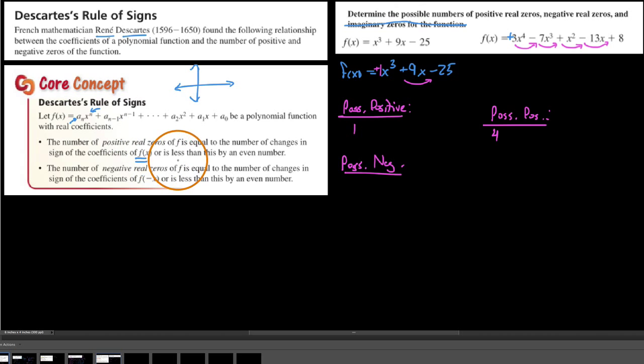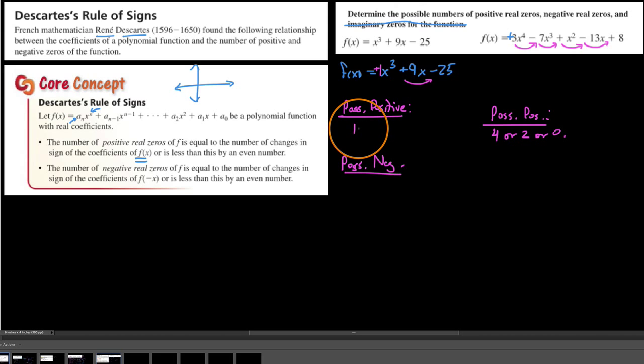So here's where the "or is less than that by an even number" comes into play. If it doesn't have 4 positive zeros, then we could say it could have 4, or less than that by an even number. We'd say or 2 or 0. So when it comes to listing these, we could have said possible positive over here.